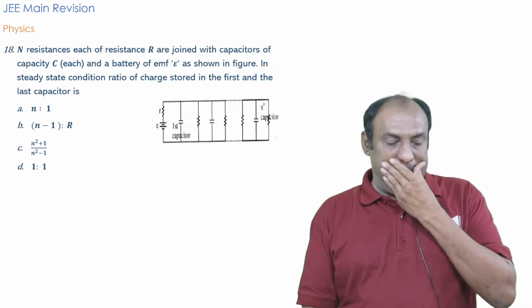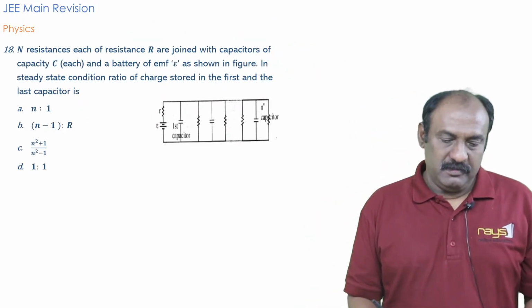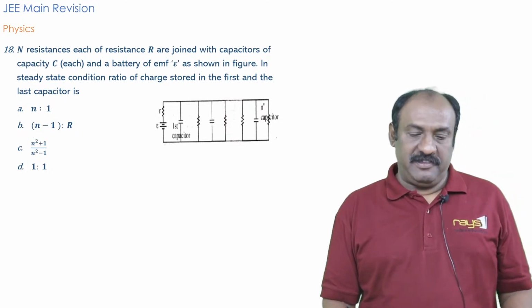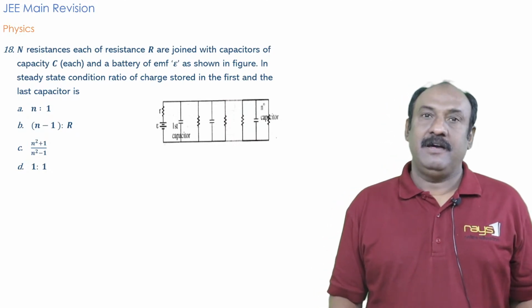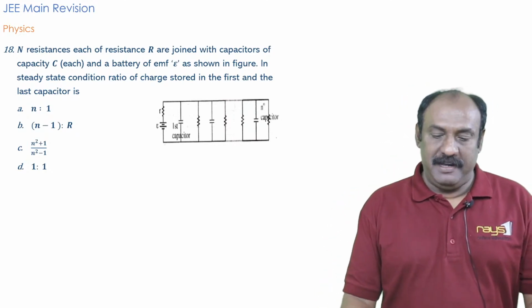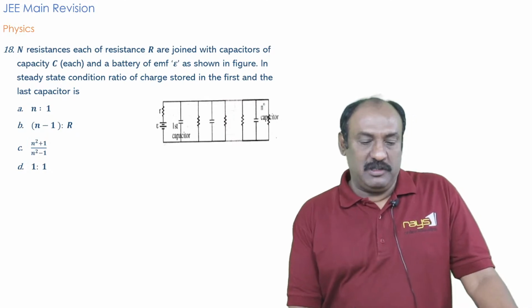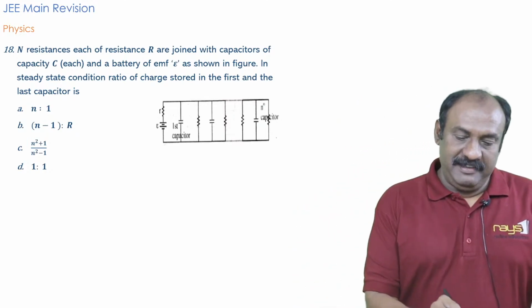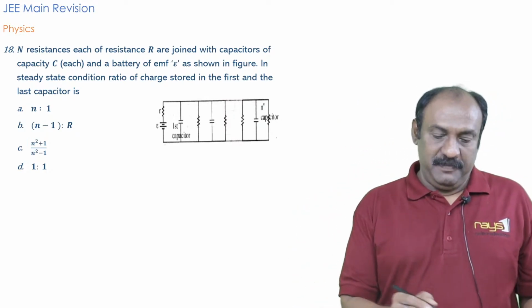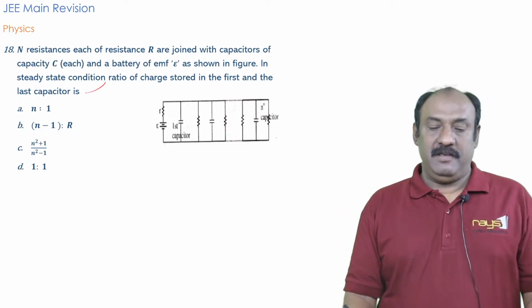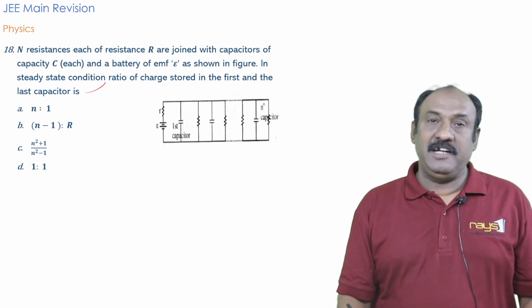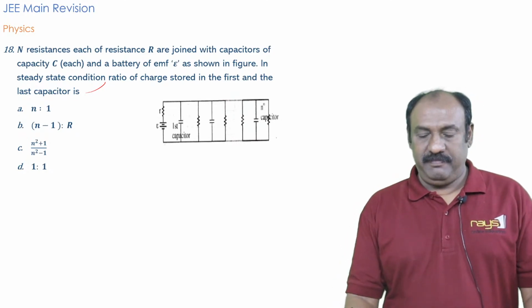Question number 18. N resistances, each of resistance capital R, are joined with capacitors of capacitance C and a battery of EMF capital E, as shown in the figure. In steady state condition, the ratio of the charges stored in the first and last capacitor is?